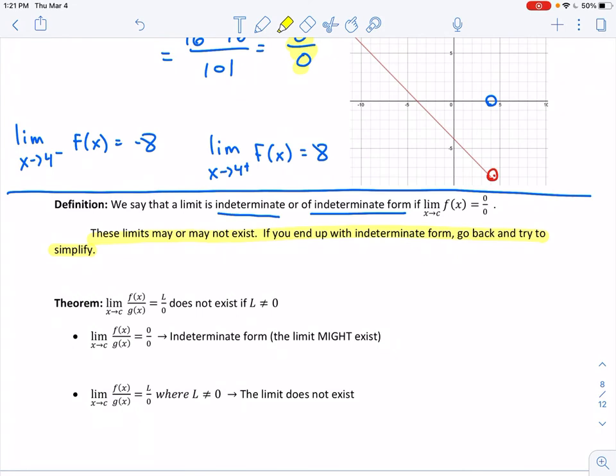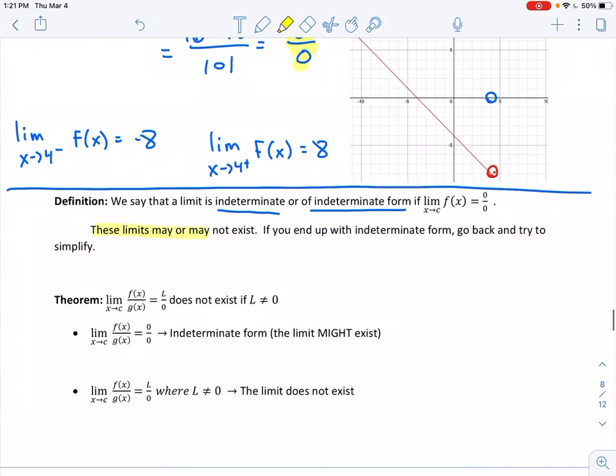Maybe you need to factor, maybe you need to look at the graph, maybe you need to try something else entirely. So be very careful with these, and I'm going to really highlight these limits may or may not exist. If you end up with 0 divided by 0, don't just say, well, that limit does not exist, because you might be wrong and you're not showing enough work there. It's a really common mistake I see all the time. If you end up with 0 divided by 0, that means you've got to go back to the beginning of your problem and try something different.